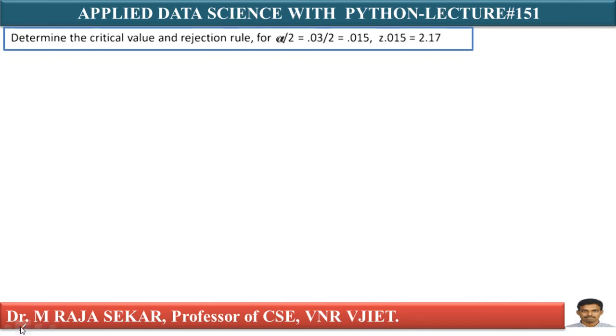What is my alpha value? In the question itself, the alpha value is given as 0.03. How will I get alpha by 2? 0.03 by 2 means 0.015. Now I need the Z alpha by 2 value. The alpha by 2 is essentially 0.015. Therefore, I must calculate the Z value corresponding to this particular value.